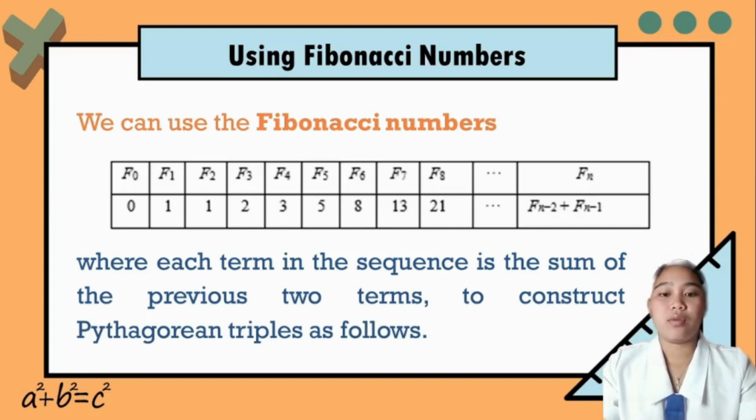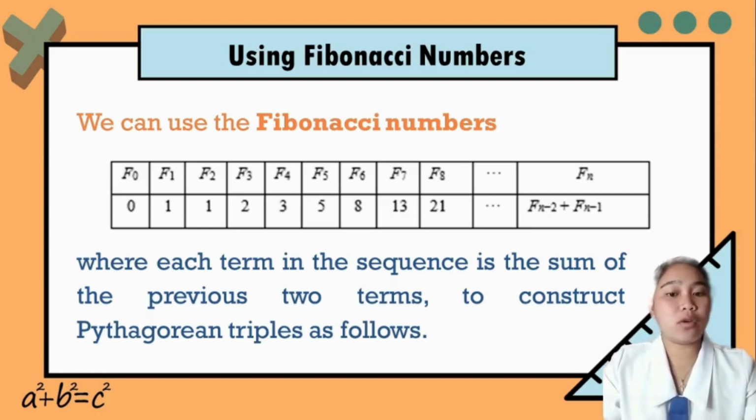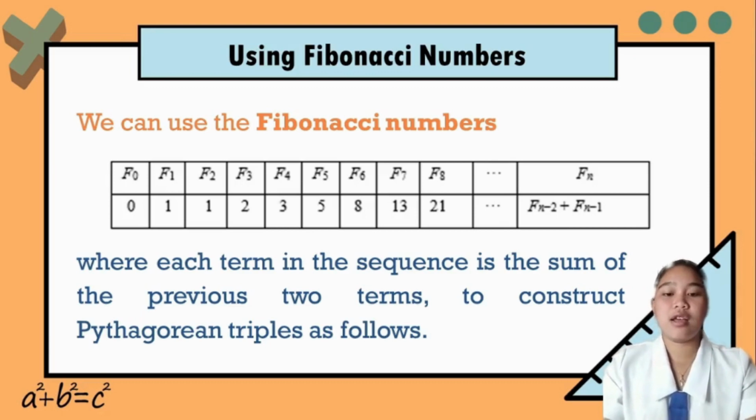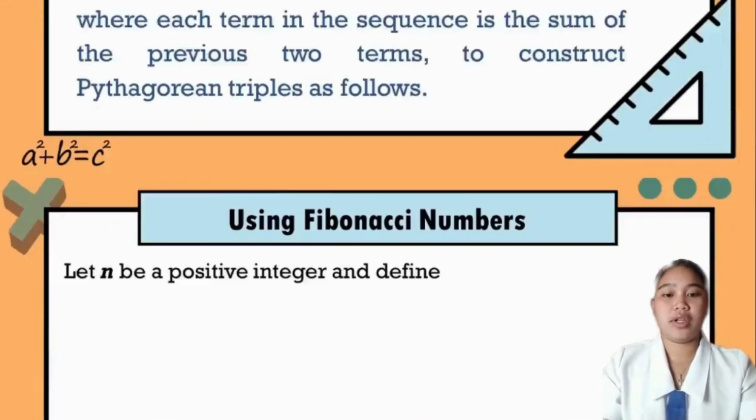So, we can see here f sub 0 is 0, f sub 1 is 1, and in the sequence each term is the sum of the previous two terms. So in f sub 2, 0 plus 1, these are the two previous terms, equals 1. And f sub 3 is 2 because its two previous terms are 1 and 1, so 1 plus 1 is 2. And f sub 4 is 3 because the previous two terms are 2 plus 1, which is 3.